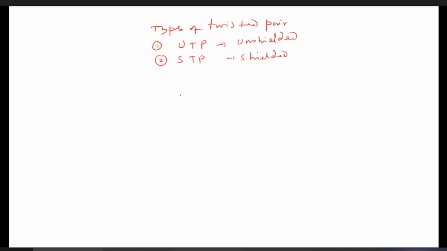And I told you last time, as per EIA, Electronic Industries Association, categories of UTP cables are there. Different categories: Cat 3, Cat 4, Cat 5, Cat 6. Nowadays, Cat 6 cables are widely used. Cat 3 gives 16 Mbps, right?